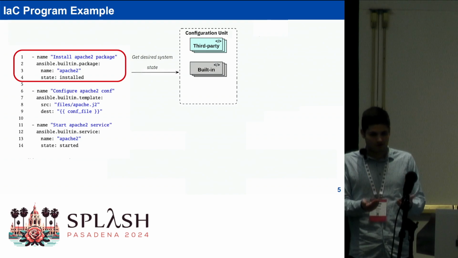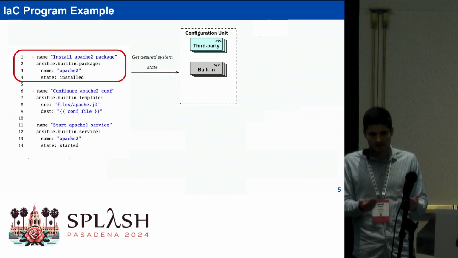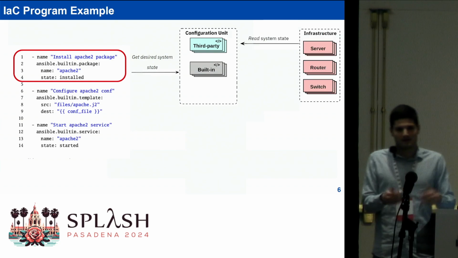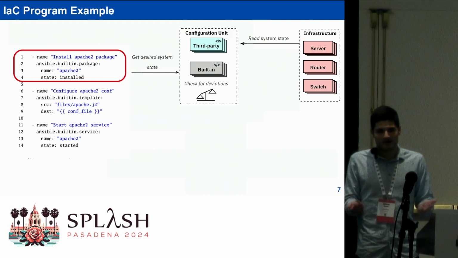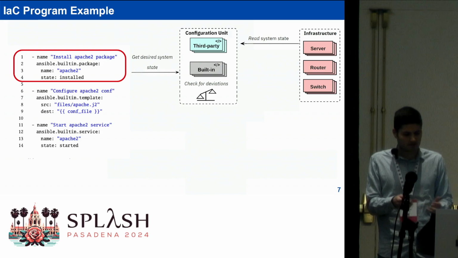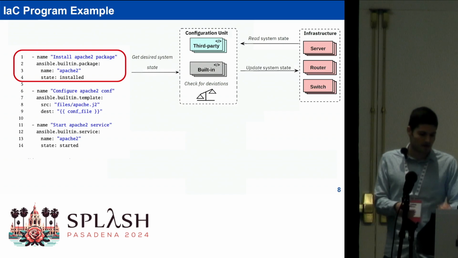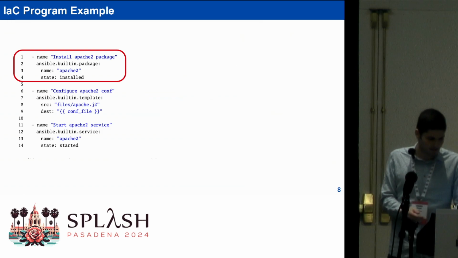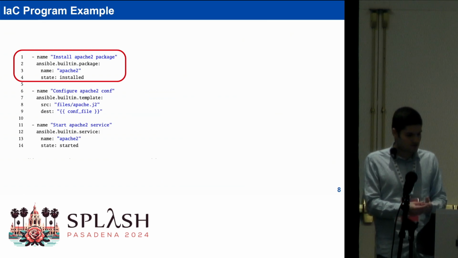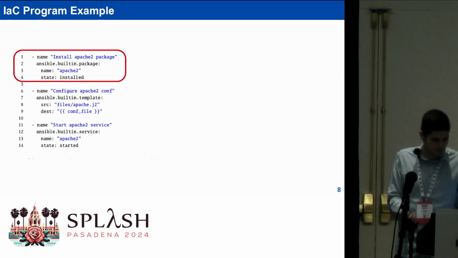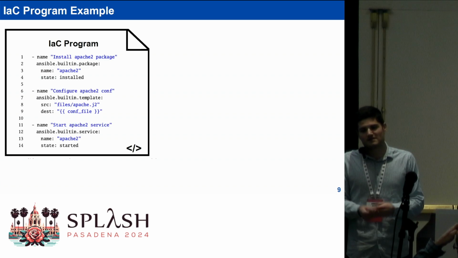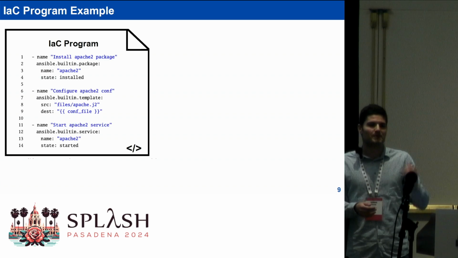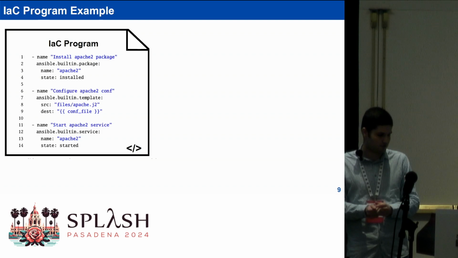Configuration units receive the desired system state from the IaC programs, and then they also read the current system state of our infrastructure, check for deviations between the current and the desired system state, and then update the system accordingly. In our example, we invoke the package configuration unit to install the Apache 2 package, and in the same manner we invoke the template and the service configuration units. So essentially, we can say that an IaC program is a structured combination of different invocations of configuration units.